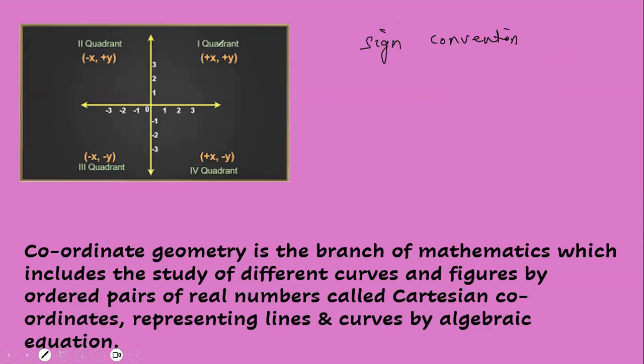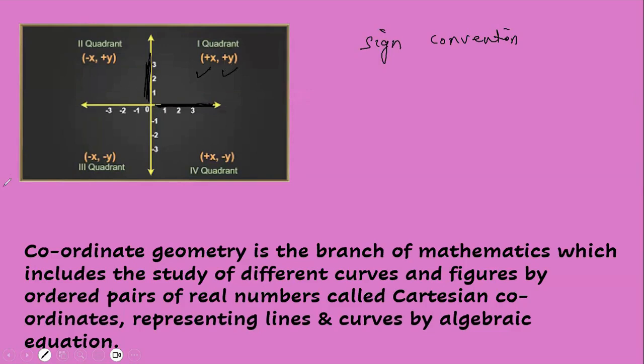Okay. If you look at the first quadrant, from this line and this line: this portion of the x-axis has positive values, and this upper portion of the y-axis is also positive. So both are positive, and that's why it is plus, plus.